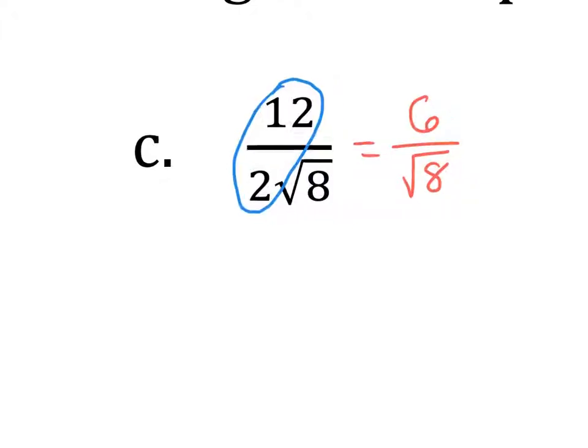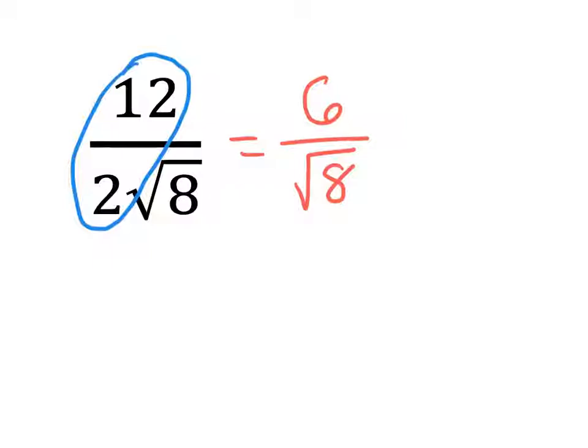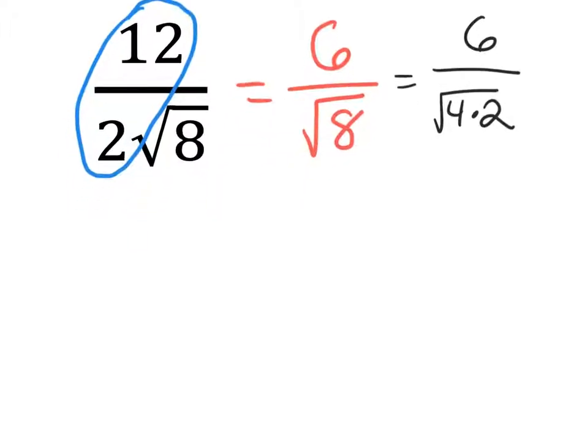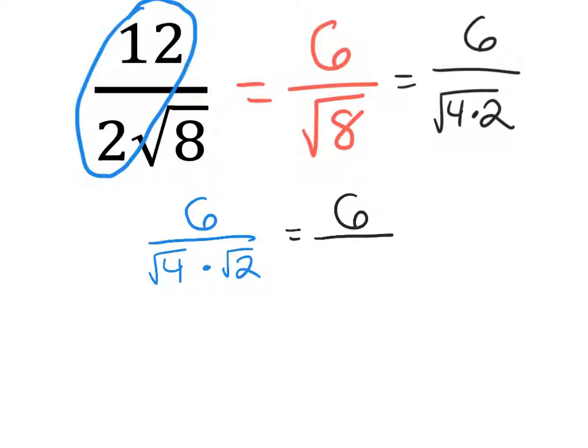Now if we look at our square root in the denominator here, can we evaluate square root of 8? No. Can any perfect squares go into 8? Yes. What perfect square can go into 8? 4. So we can have 6 over the square root of 4 times 2. And we could use our product rule to split that up. And what's the square root of 4? 2. So 6 divided by 2, square root 2.